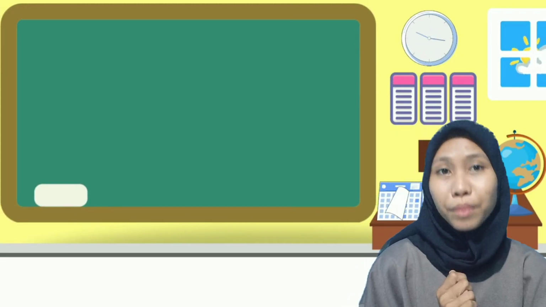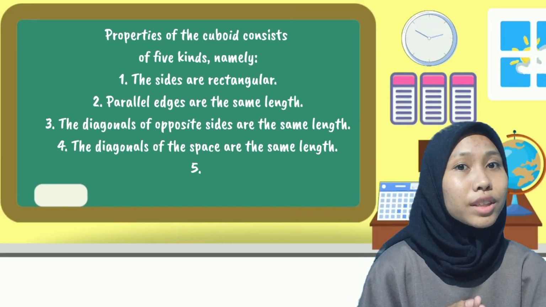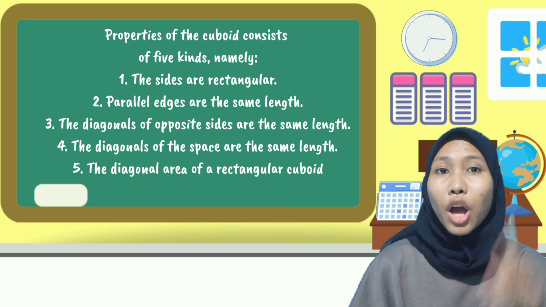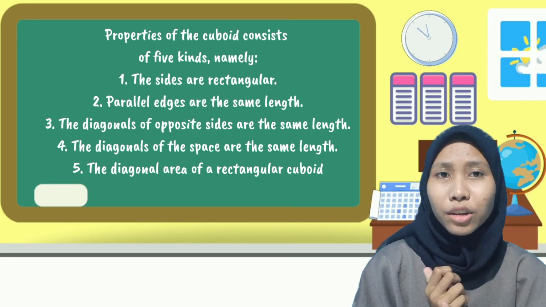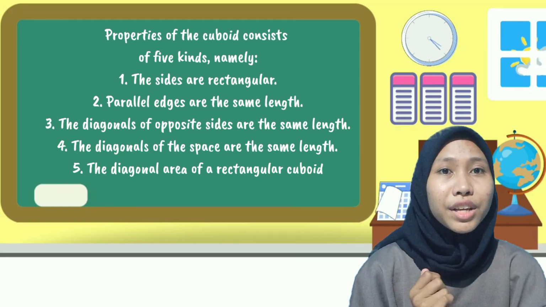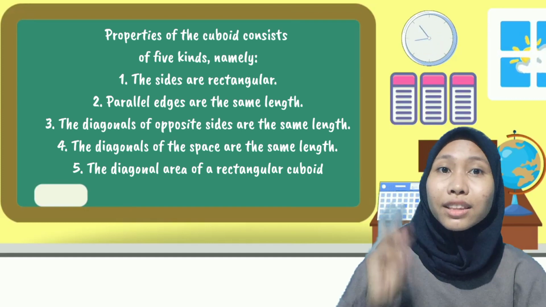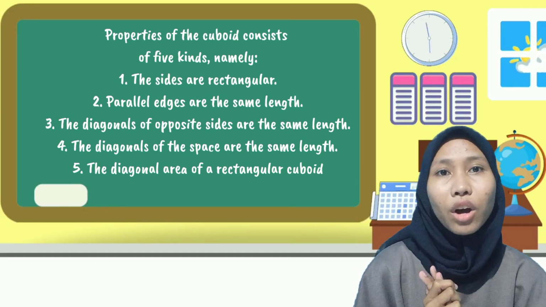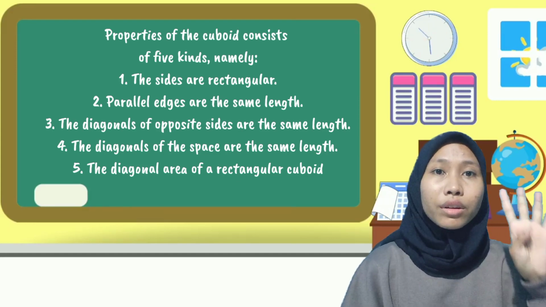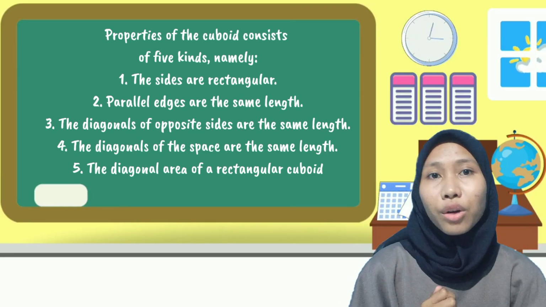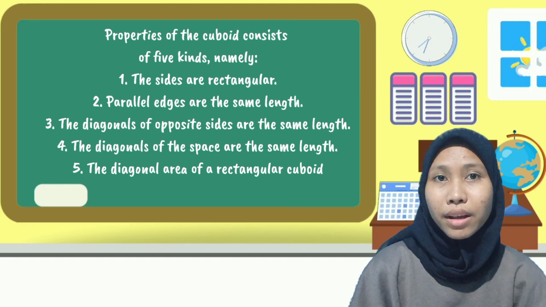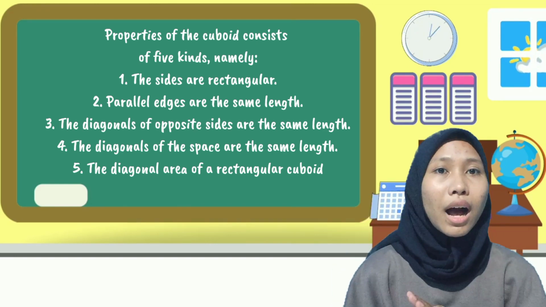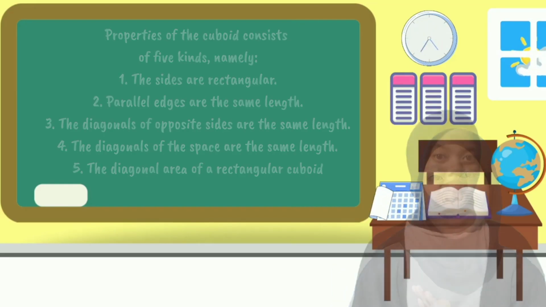Okay, we continue with the properties of the cuboid, which consist of 5 items, namely: 1. The sides are rectangular. 2. Parallel edges are the same length. 3. The diagonals of opposite sides are the same length. 4. The space diagonals are the same length. 5. The diagonal plane is a rectangle.